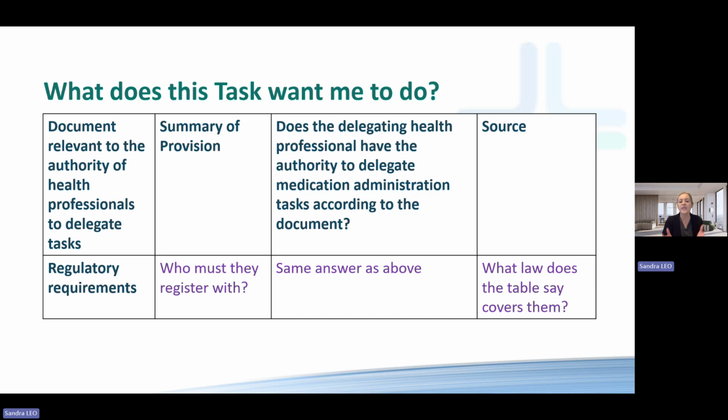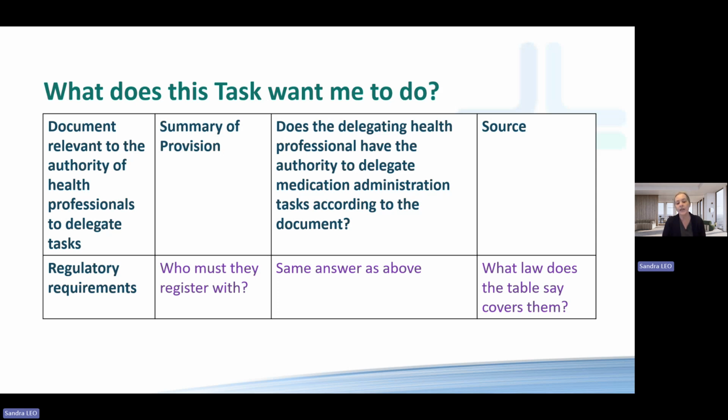Summary of provision is simply who do they have to register with? So if it's a registered nurse, for example, who do they have to be registered with in order to be able to do their role? Again, the second column, can they delegate or not? It's just yes or no, like it has been for every other line.